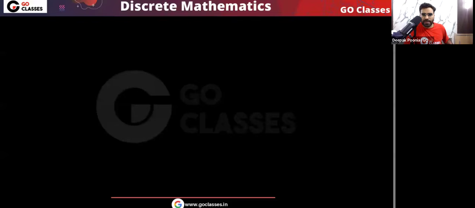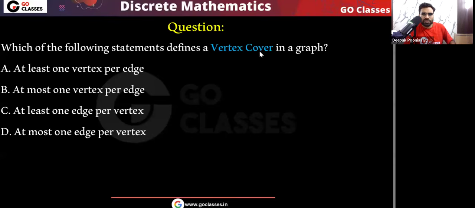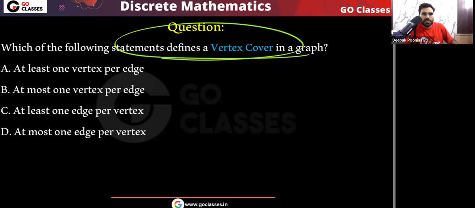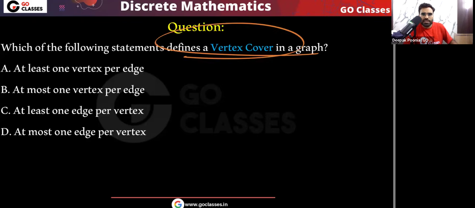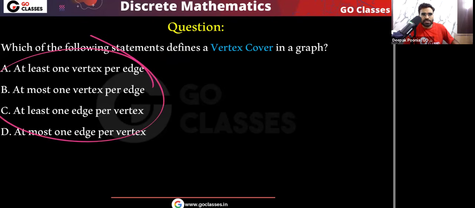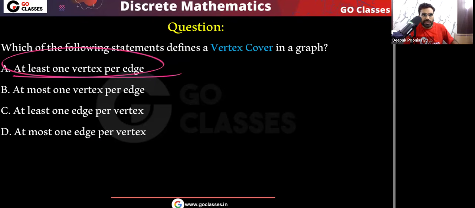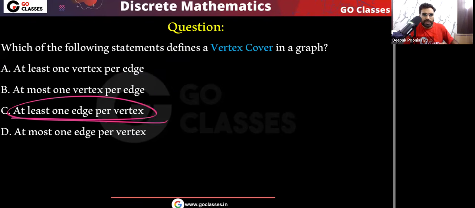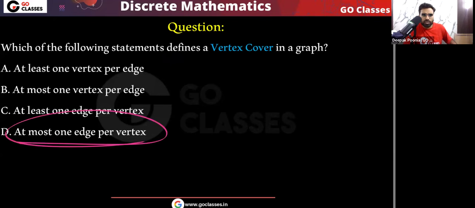I hope you understood. Tell me the answer for this question. Which of the following statements defines a vertex cover in graph G? Four options are given: at least one vertex per edge, at most one vertex per edge, at least one edge per vertex, at most one edge per vertex. Pause the video and solve this question. Try this question.